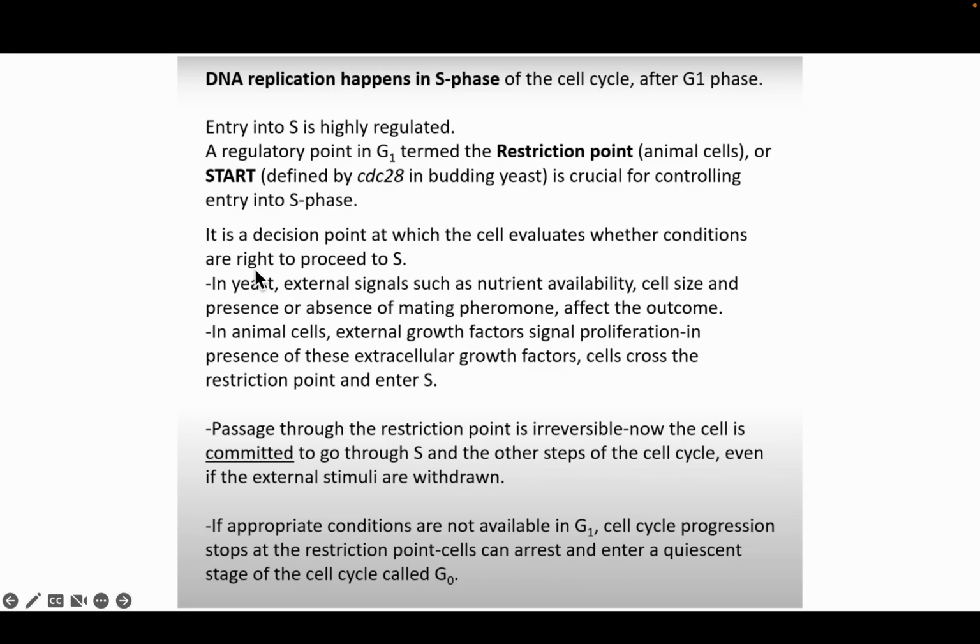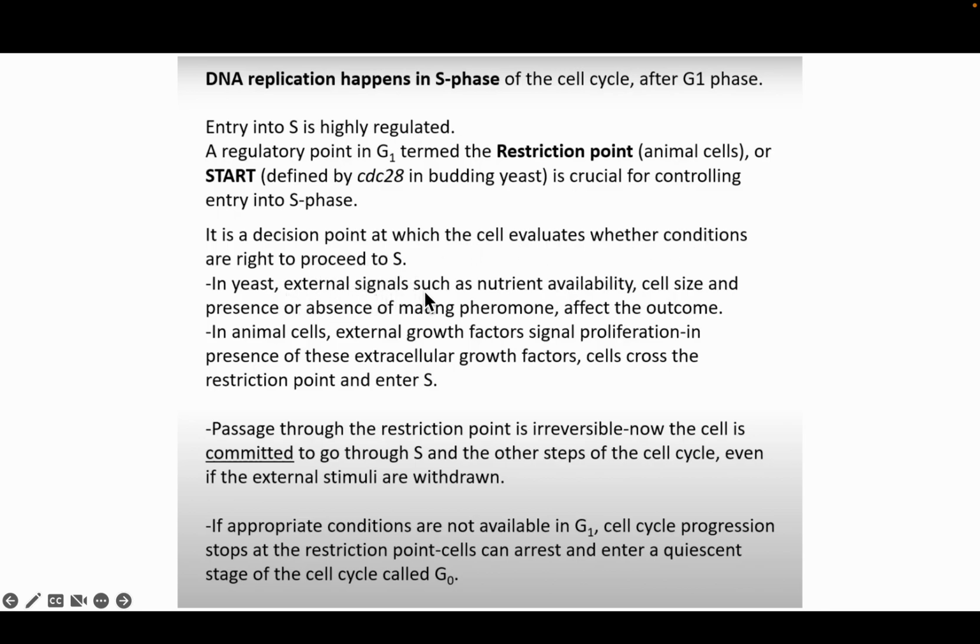So as you have already seen in the lecture, DNA replication happens in S phase of the cell cycle after G1 phase. So this entry is highly regulated. A regulatory point in G1 is termed the restriction point. So it is a decision point at which the cell evaluates whether conditions are right to proceed to S.